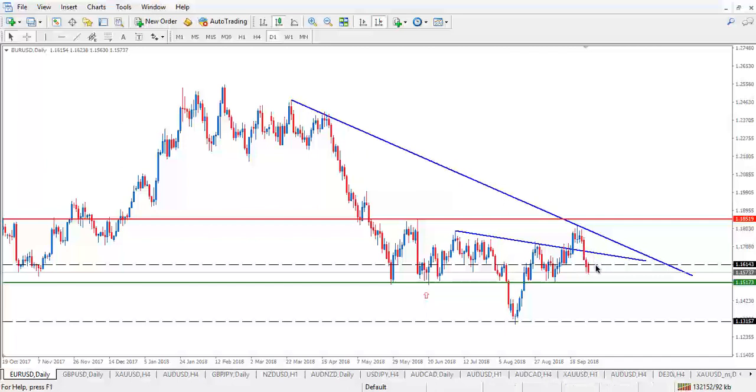So simply we would wait for the pair to reach the support level of 1.1517, and then if it shows up some bullish evidence, this means that the price might continue going up to reach the downtrend line one more time. So if it shows up some bearish evidence below the downtrend line here around this level, then we can go short targeting the level of 1.1517 during this week.